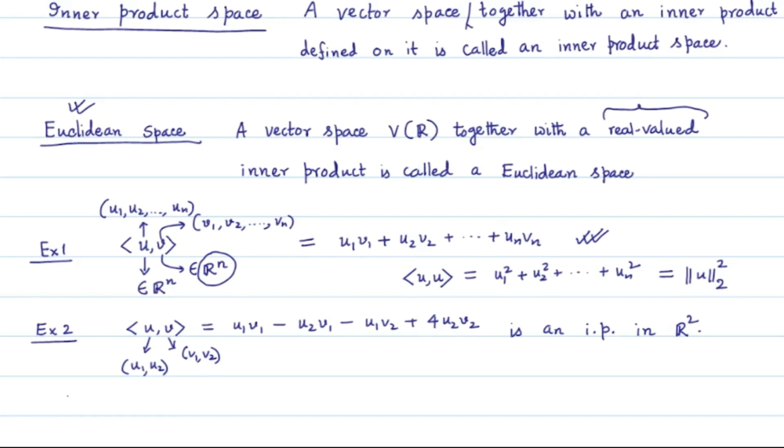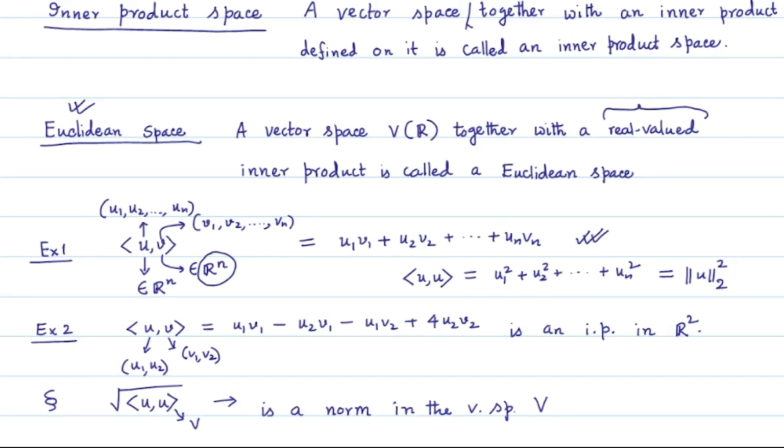We can even show that if we define a function as the positive square root of the inner product of u and u, this function is a norm in the vector space V for any given inner product in the vector space capital V. Therefore, any inner product space is a normed space, because corresponding to any given inner product we can define a norm in the vector space.